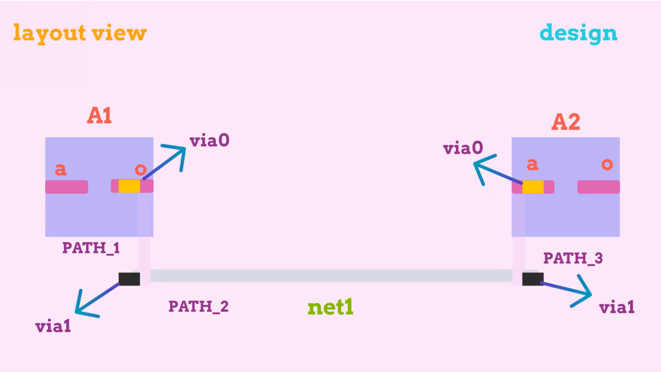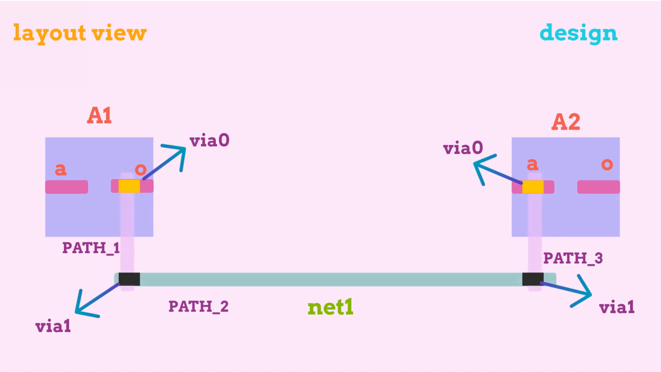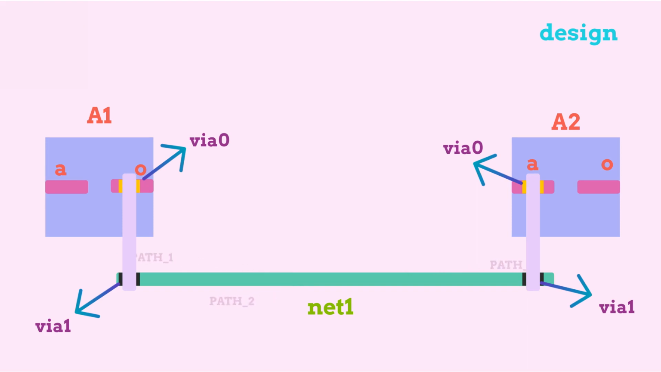Now let us see the physical representation of net 1 in layout. This is called the layout view. To connect two pins, a net is routed in horizontal and vertical metal layers connected using vias. Path 1, path 2, and path 3 are called shapes. In layout, a net is made up of shapes and vias.